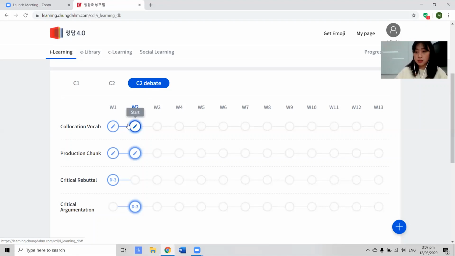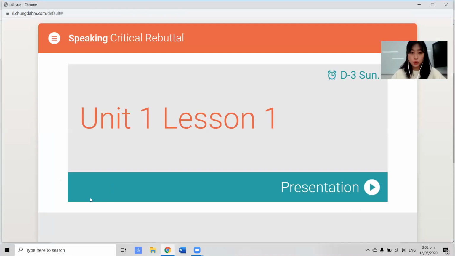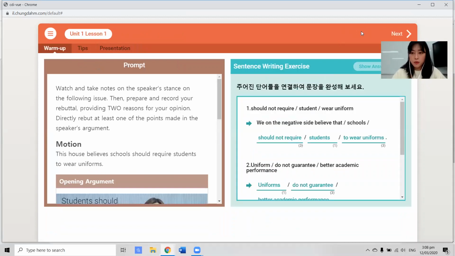So if you look at the C2 debate component, you can see that the third one is called critical rebuttal. I would like you to press that. And then you should see the same or similar page that I see on my screen. No, actually, it should be the same. And then here, you push start. So as you can see, I've already done this.